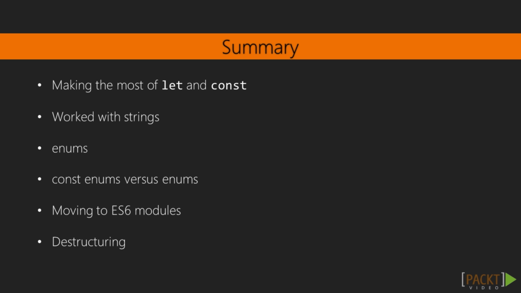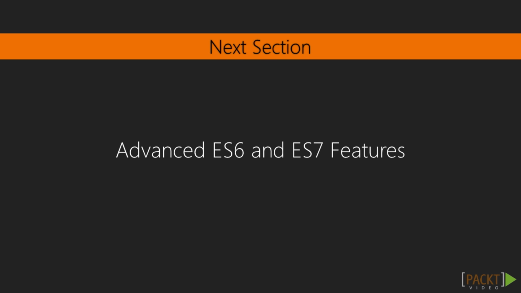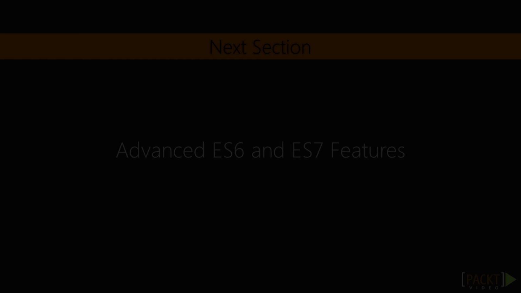In this section, we have looked at some language features for code improvement. We looked at making the most of let and const, working with strings, enums, enums versus const enums, moving to ES6 modules, and finally this video on destructuring. In the next section, we're going to look at some advanced ES6 and ES7 features.